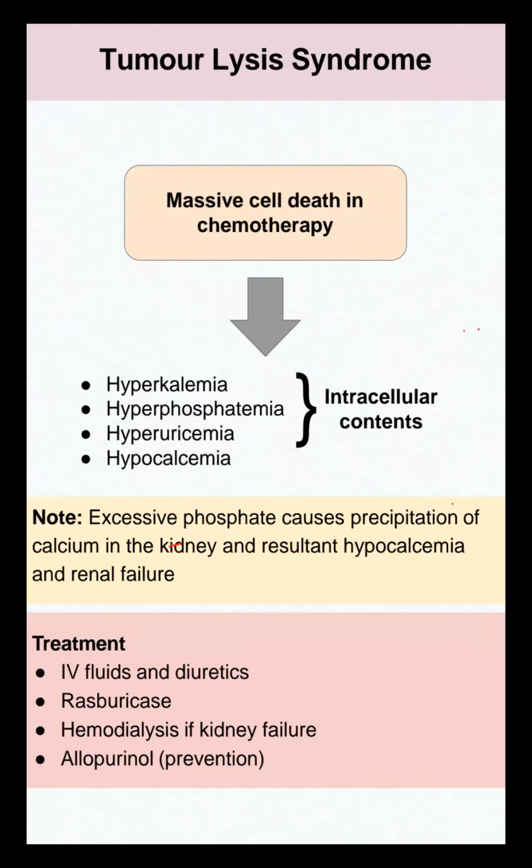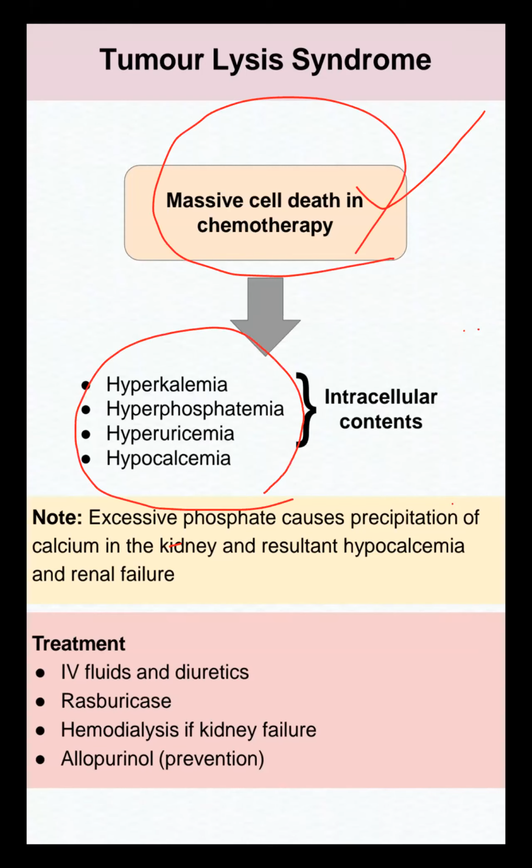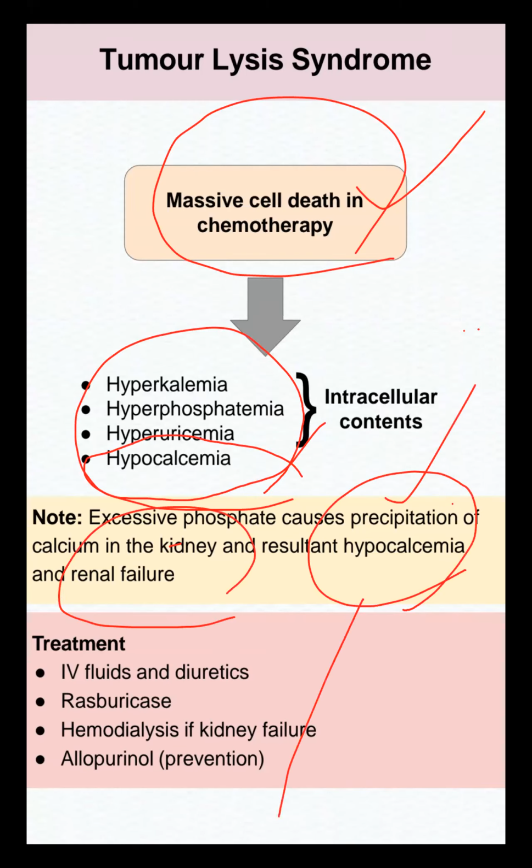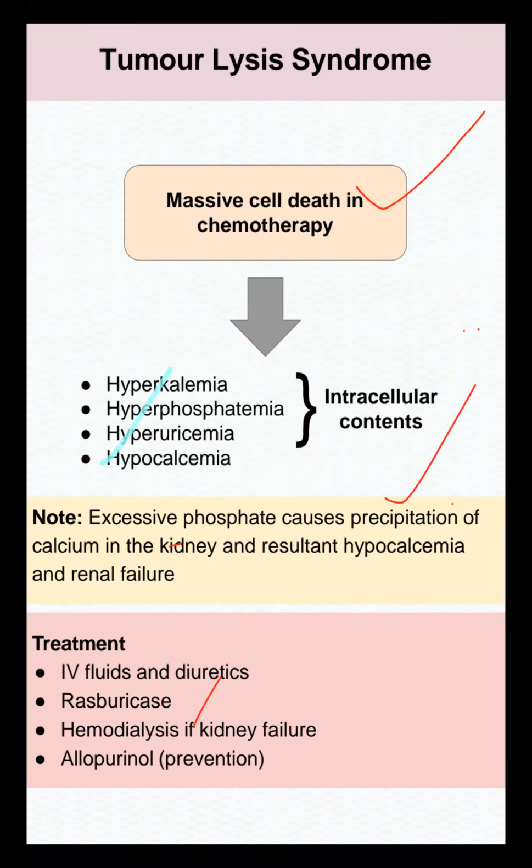Okay, thank you so much. Tumor lysis syndrome, very important. Massive cell death in chemotherapy causes hyperkalemia, hyperphosphatemia, hyperuricemia, and hypocalcemia. So all are hyper except calcium. Excessive phosphate causes precipitation of calcium in the kidney, which causes hypocalcemia and renal failure. So we have to manage with IV fluid and diuresis, and rasburicase, an exam question. You have to give hemodialysis if kidney failure, and allopurinol for prevention. So tumor lysis we have to manage this way.